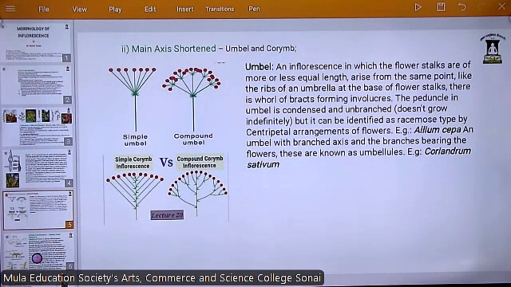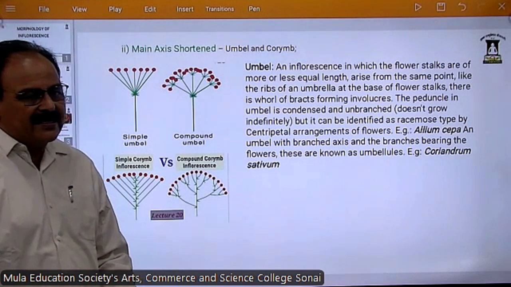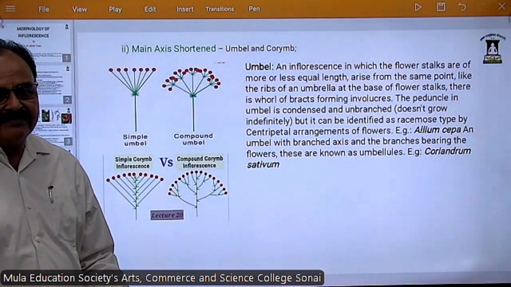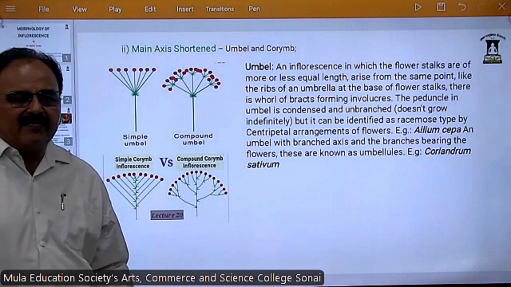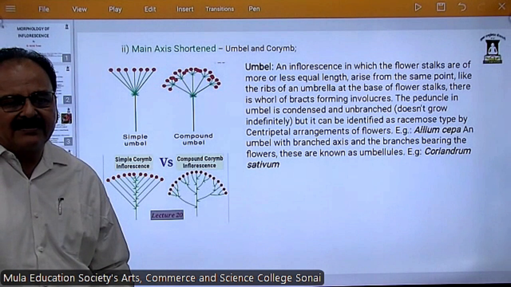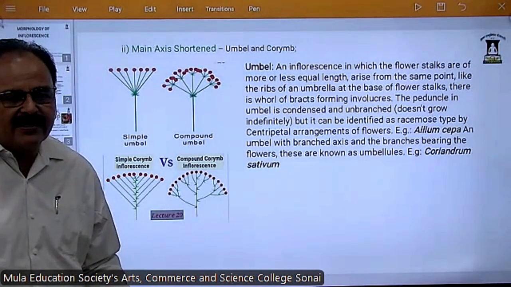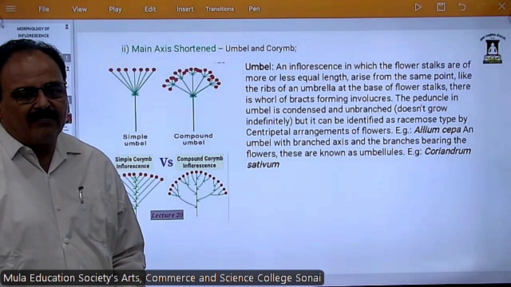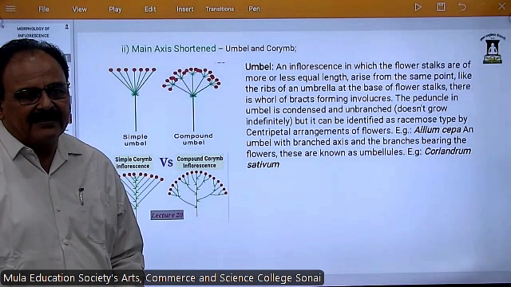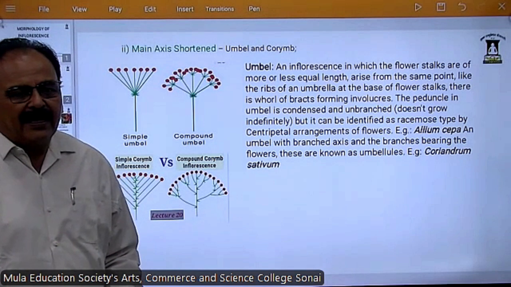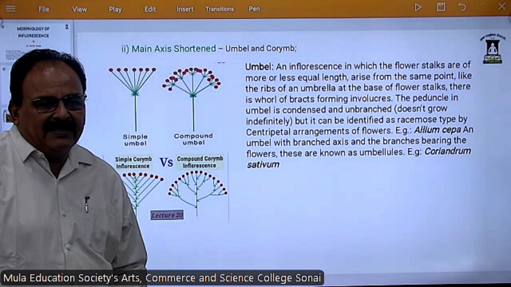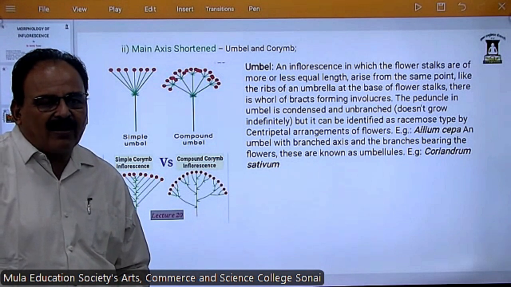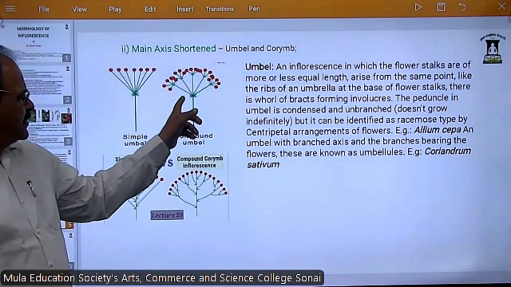Then, the main axis shortened. The examples are umbel and corymb. In the umbel inflorescence, the flower stalks are of more or less equal length and arise from the same point, like the ribs of an umbrella. At the base of the flower stalks, there is a whorl of bracts forming an involucre. This one is an involucre.